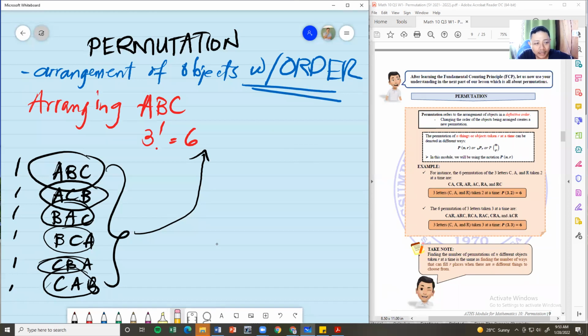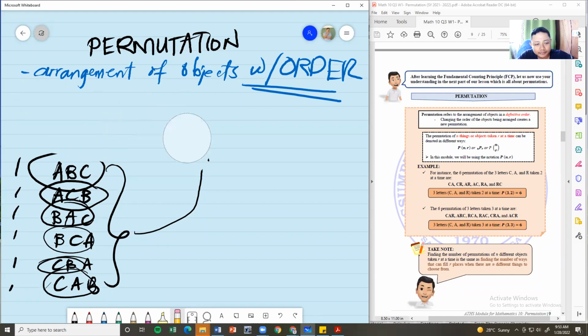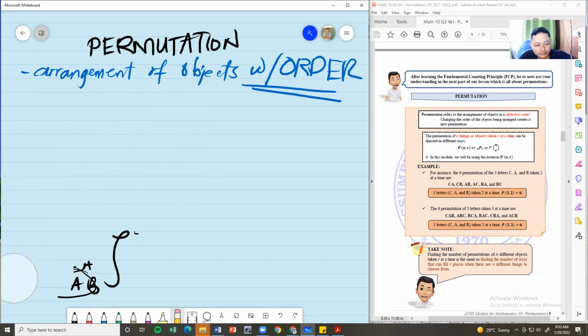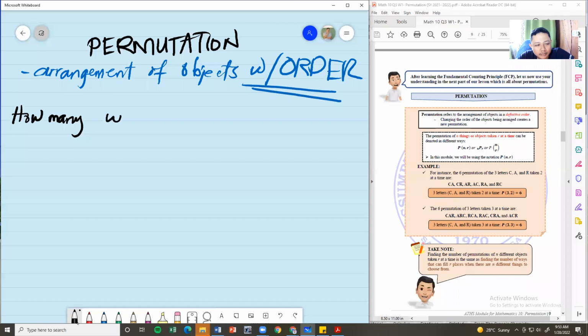Okay? Now, let's go back to our candles example a while ago. Okay, without using the formula. Ready? This is the concept of the candle. How many ways can you arrange?